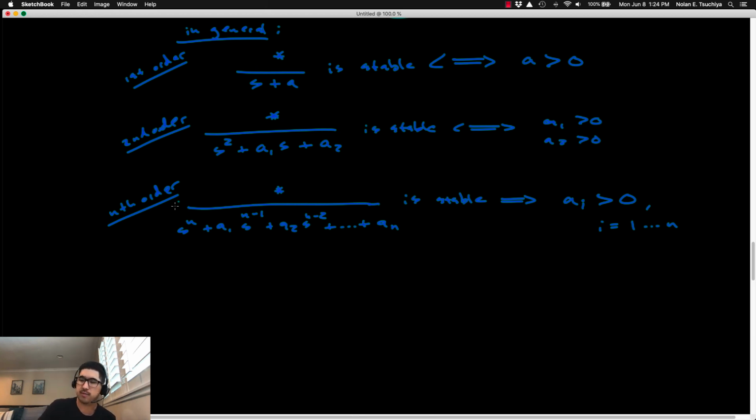In other words, if you have some nth order transfer function and all of the coefficients are positive, but you haven't actually done any experimentation on the system, you can't guarantee that that system is actually going to be stable. So just looking at an nth order transfer function with all positive coefficients is not enough to say that I can guarantee that's a stable system. It's a necessary but not sufficient criterion. And that's what we're going to spend a lot of today's lecture on: how do I deal with those higher order transfer functions and how do I determine their stability?